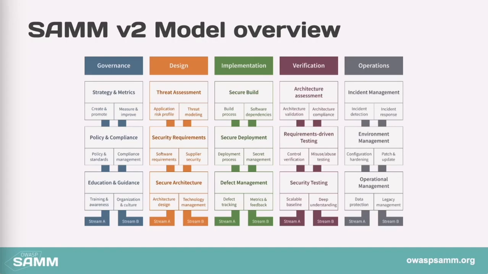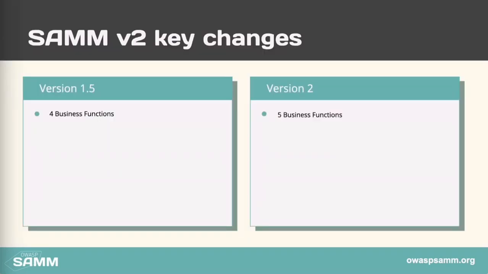For each security practice, SAMM defines 3 maturity levels. Each level has a successively more sophisticated objective with specific activities and more strict success metrics.